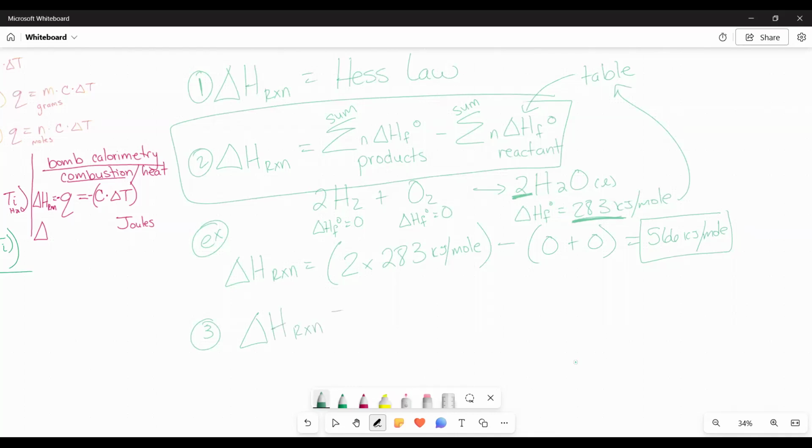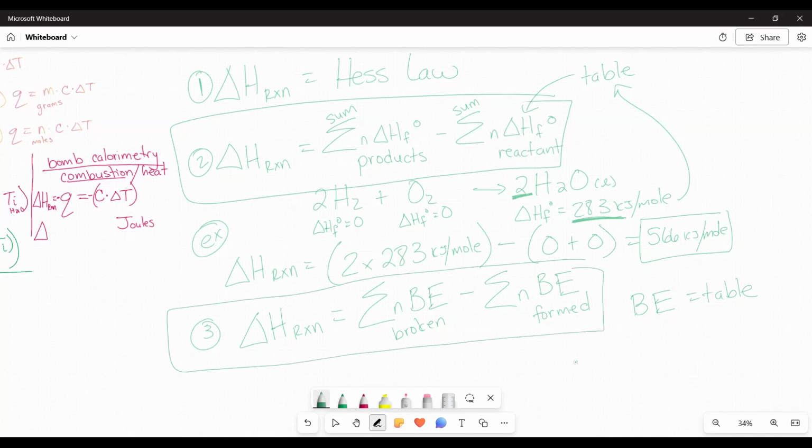So the heat of reaction is equal to the sum of moles times bond enthalpy for the bonds broken, minus the sum of moles, n is moles, times the bond enthalpy data of the bonds formed. So it's bonds broken minus bonds formed. And you get these BE values, bond enthalpy data, from a table. So you just plug the numbers into this equation, and that's how you calculate the enthalpy of a reaction.